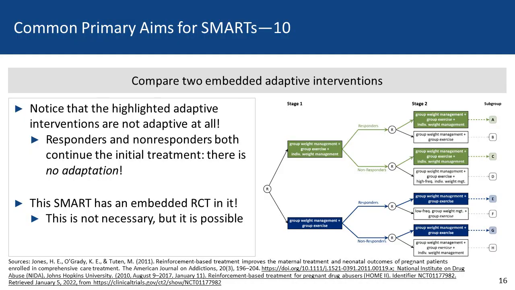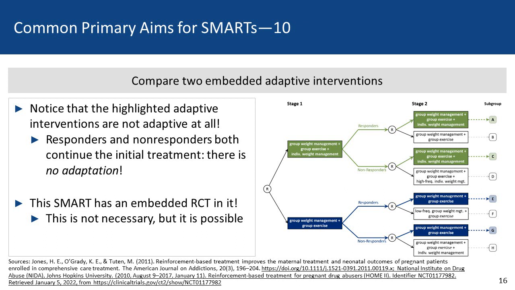Some cleverness that I would like to highlight in this SMART design is that if we look at 2 different embedded adaptive interventions, we can see something interesting about this trial. So let's look at the adaptive intervention highlighted by groups A and C, and the one that consists of, at the end of the trial, groups E and G. So let's start with A and C. So these individuals received treatment recommendations according to an adaptive intervention that recommends group weight management, group exercise, and individual weight management initially. For responders, it recommends the same thing. And for non-responders, it recommends the same thing.